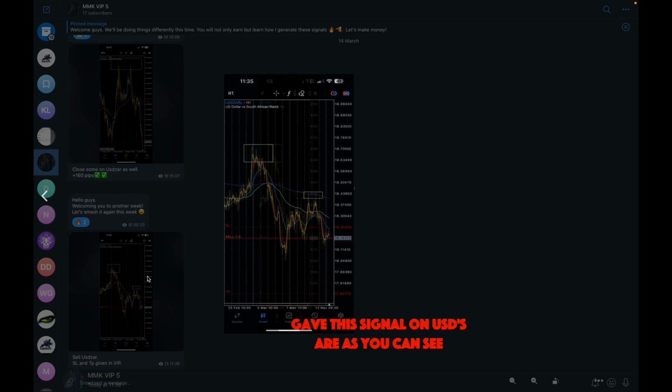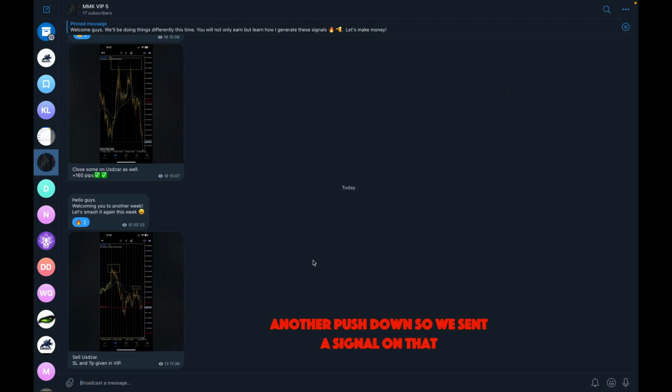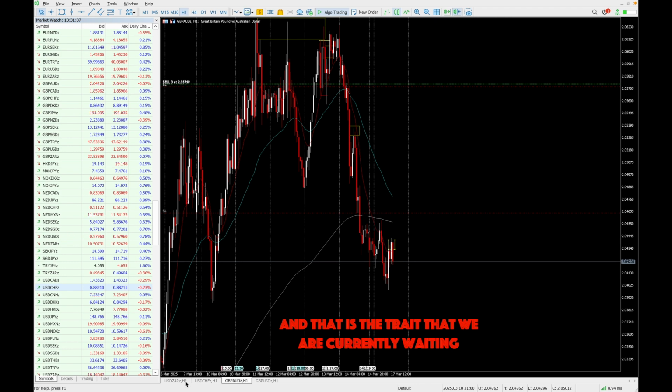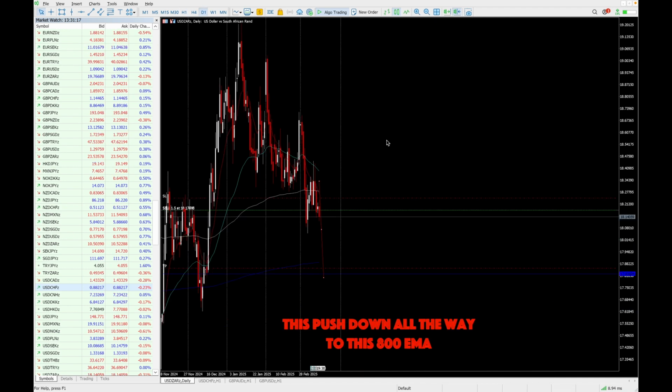But today we gave this signal on USDR. As you can see, another sell opportunity, because right here you can identify from this area that this is a peak formation, a day of drop, right? So love to see another push down. So we sent a signal on that, and that is the trade that we are currently waiting on right now. As you can see, that's our entry, our stop just above that area, and we want to see this push down all the way to this 800 EMA, where there is also a demand area.